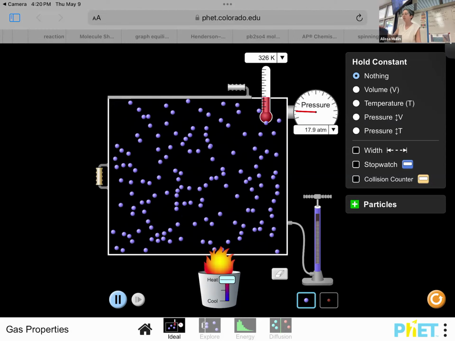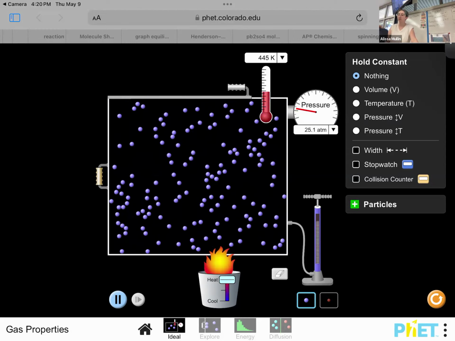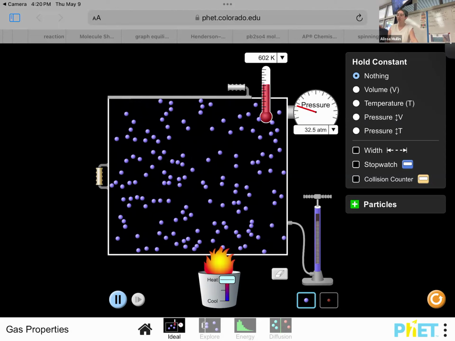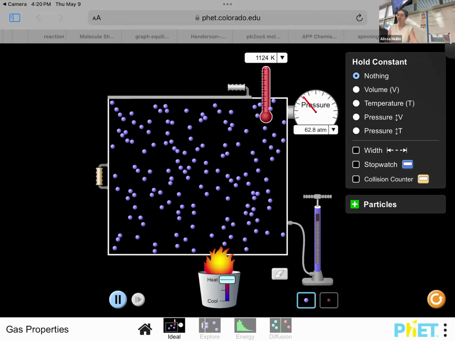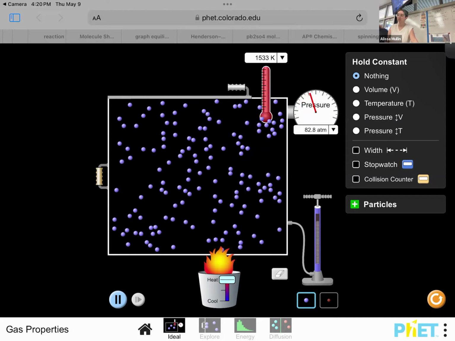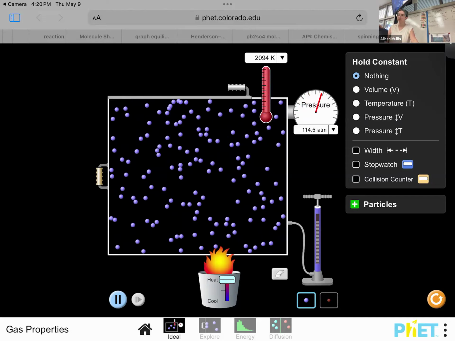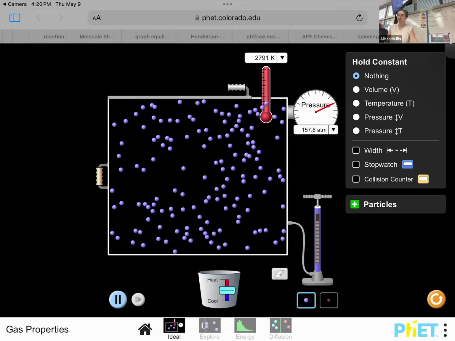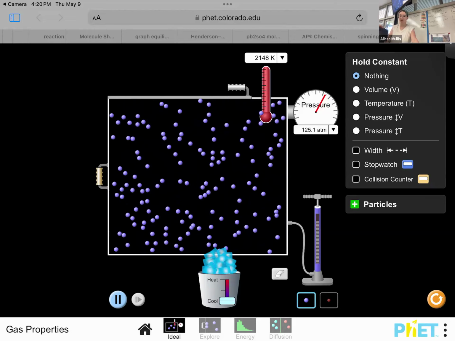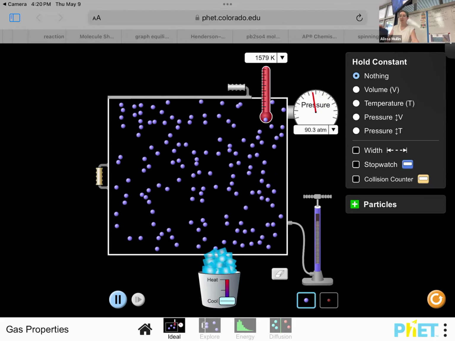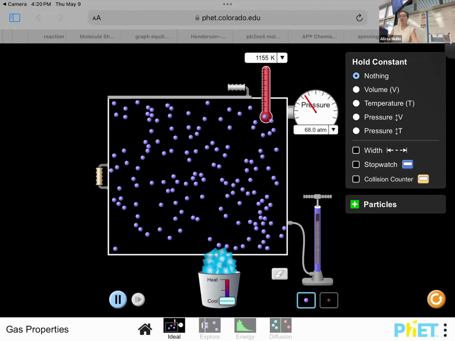I'm going to add heat. What is happening to our particles? Okay. I'm going to take that heat away. I'm going to cool it down. What are you observing? Record your observations for our particles.